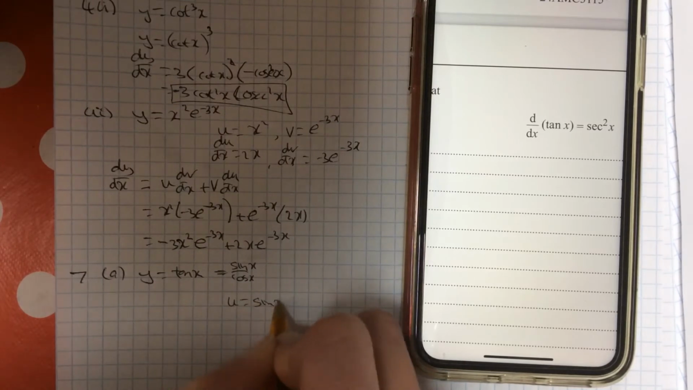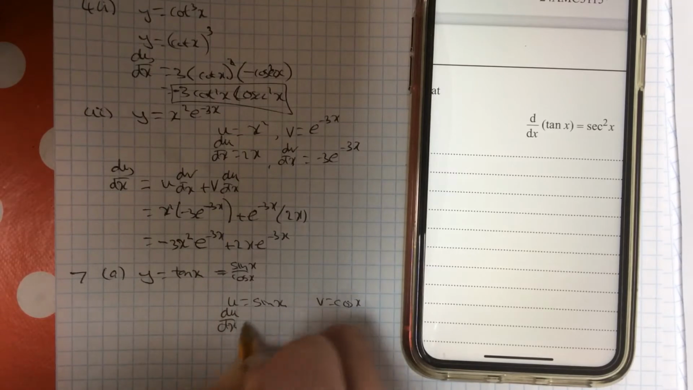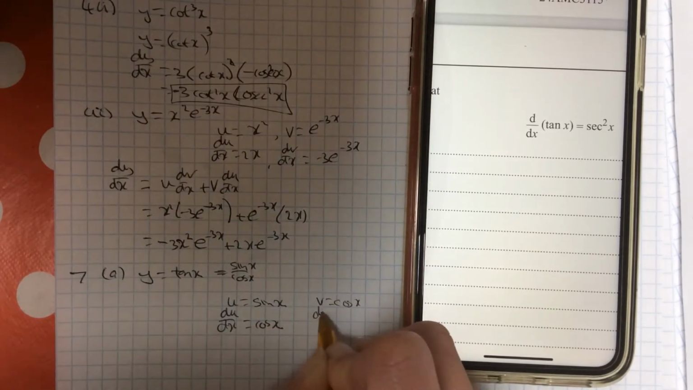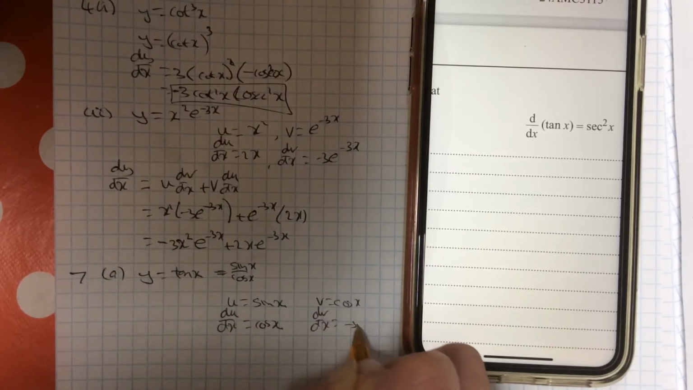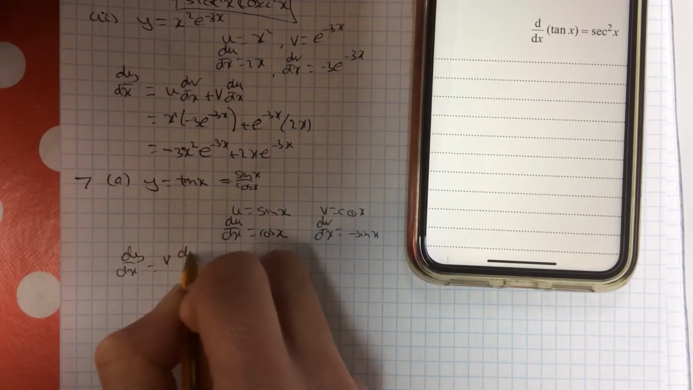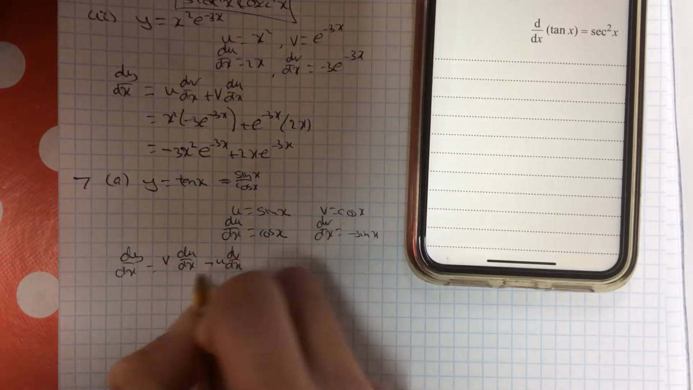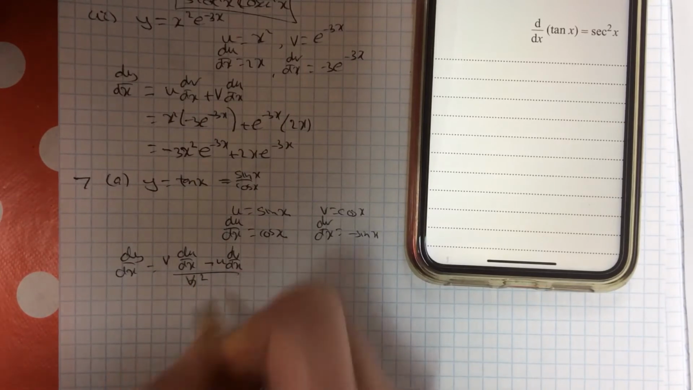U is the top line. V is the bottom line. To differentiate U, you get cos x. Differentiate V, cos goes to minus sine x. Write out the quotient rule. So dy by dx is V, du by dx minus U, dv by dx all over v squared.